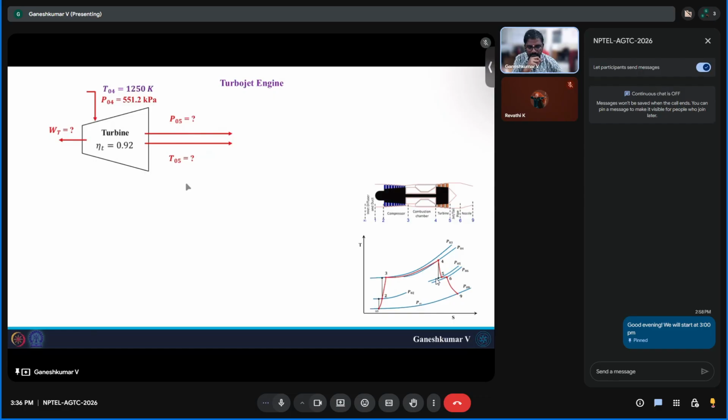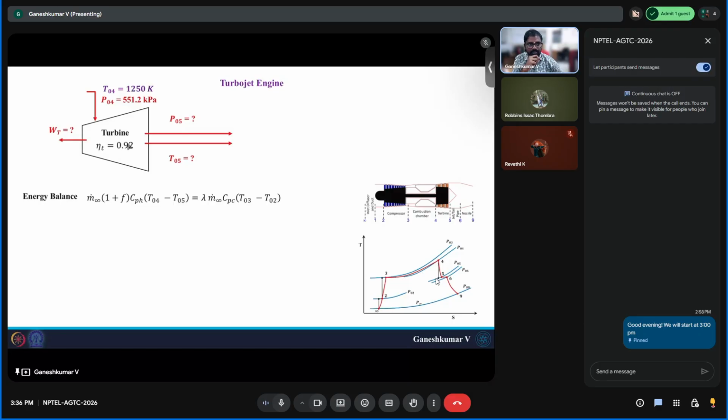To find out the work done, first we will do an energy balance. Again, the same energy balance. The amount of work done by the fluid on the turbine is equal to some efficiency, lambda, times the amount of work given to the compressor. So not all the work gained by the turbine is given to the compressor because of some mechanical efficiency, wear and tear with the spool, and sometimes you will also have some gearboxes.